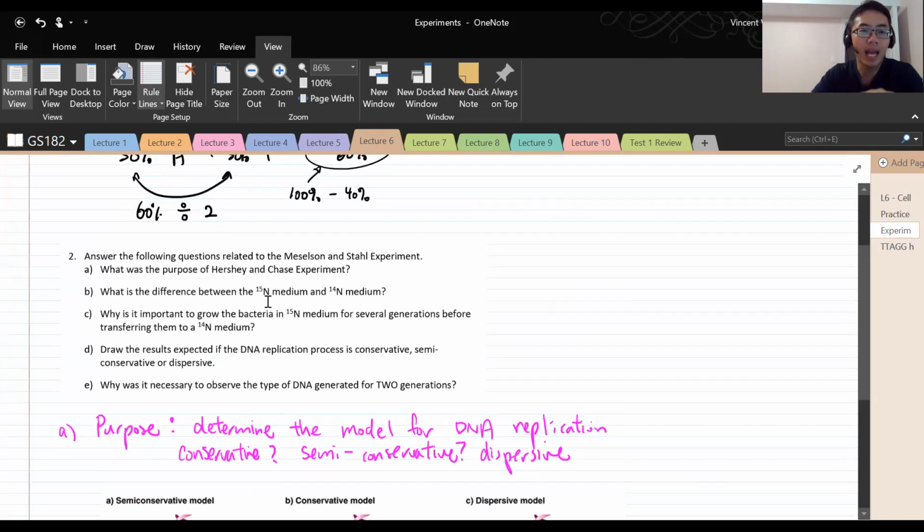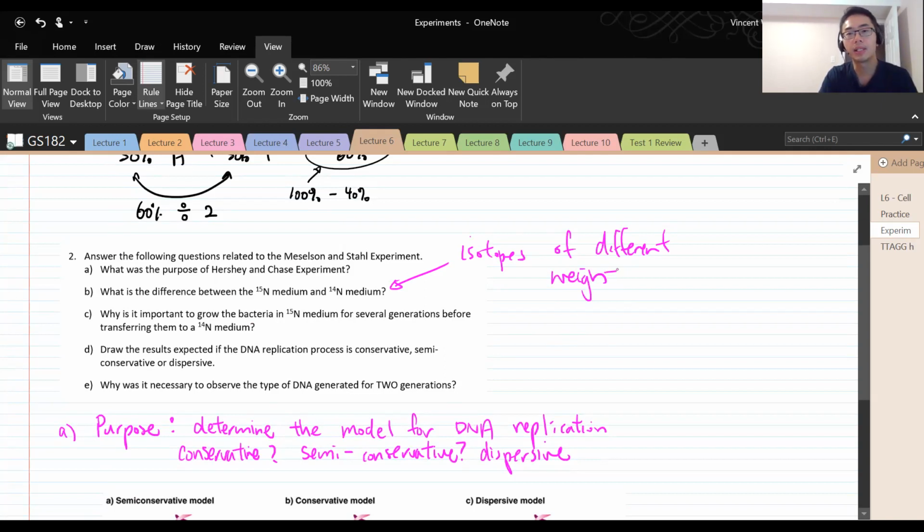What is the difference between N15 and N14? So they are basically isotopes of different weight. Can someone tell me what an isotope is? Oh, thank you, Safi. You answered my question before I asked it.